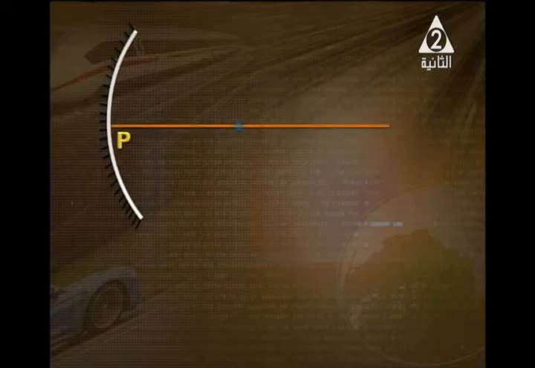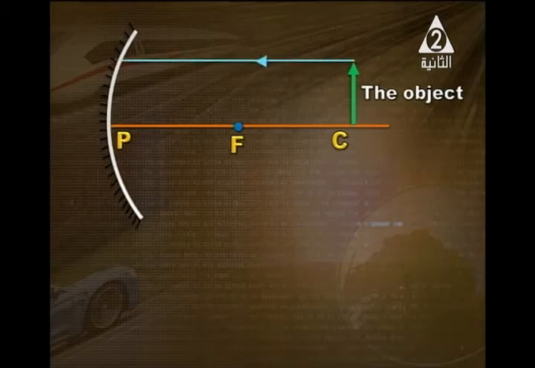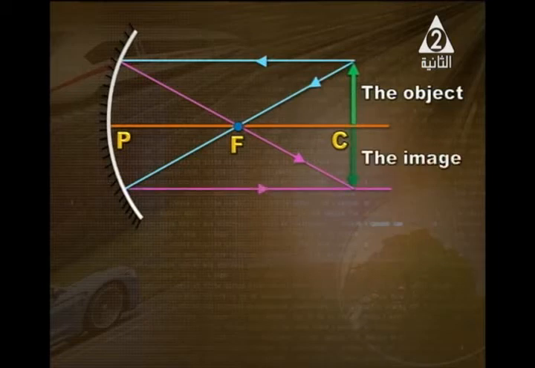Another case, this is the concave mirror. That's the principal axis, which passes through the center of curvature and the pole of the mirror. The object lies on the point C. This object will send a light ray which passes parallel to the principal axis. This ray will reflect passing through the focus. Another ray sent by the object which passes through the focus will reflect parallel to the principal axis. The image is formed on C again.